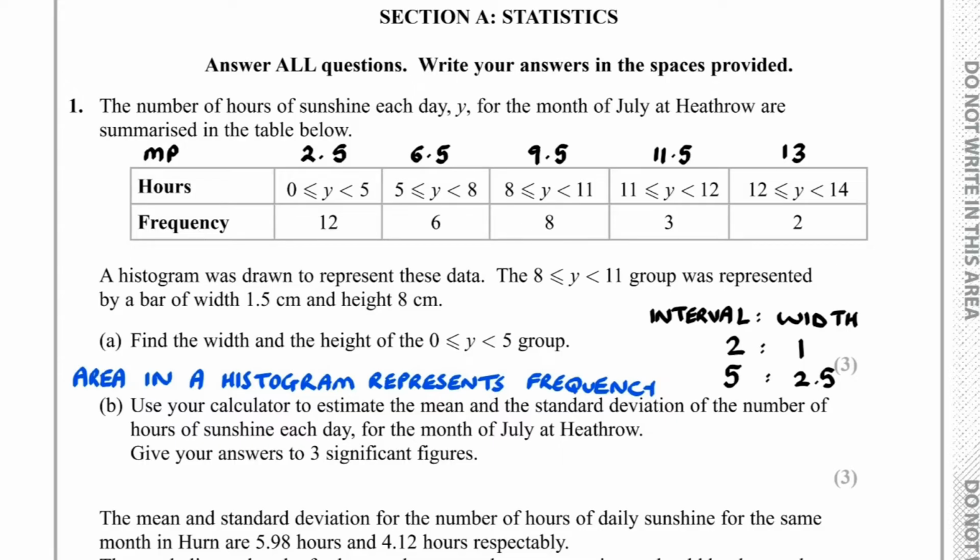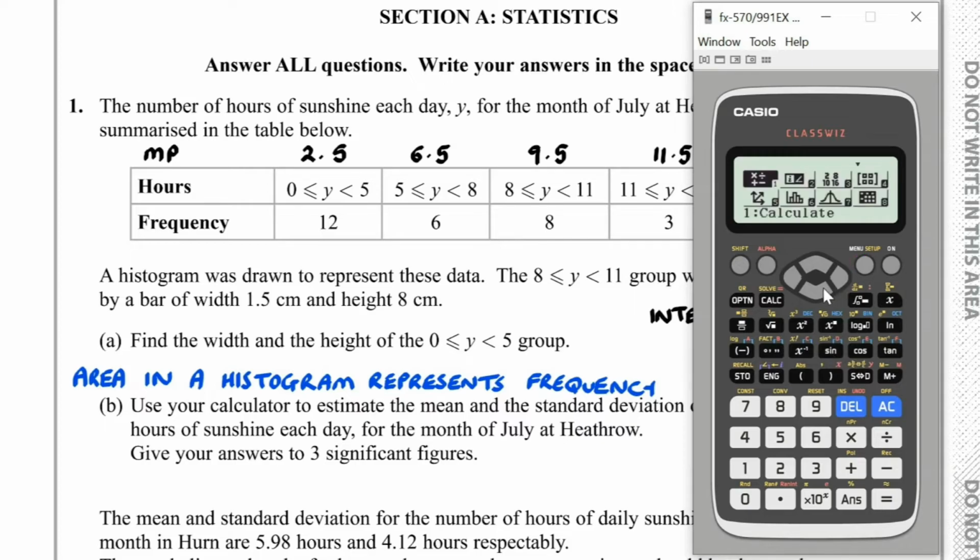We've got the frequencies, and if we go to our calculator, going to the statistics section on our calculator, press number 1 for one variable. Make sure the frequency is on, so for that press shift, then menu for the setup, then number 3 for statistics. We want the frequency to be on. So for X, we type in these midpoints, so we've got 2.5, 6.5, 9.5, 11.5, and 13.